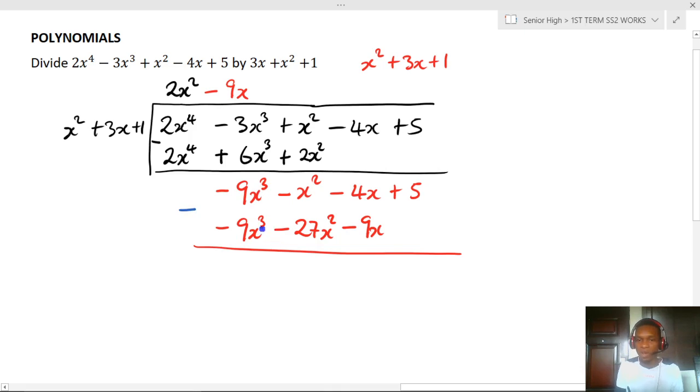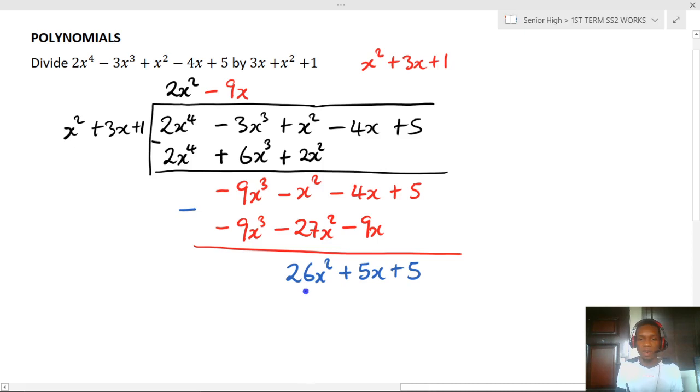Minus times minus again is plus, so minus x squared plus 27x squared will give us what? It will give us 26x squared. Then minus times minus again is plus, minus 4x plus 9x will give us what? It will give us plus 5x. Bring down plus 5. And then we continue our solving.